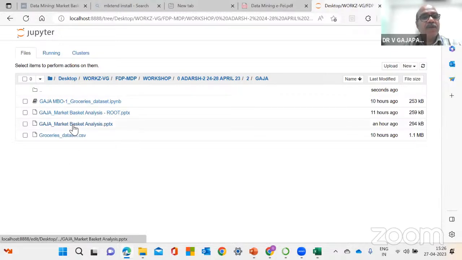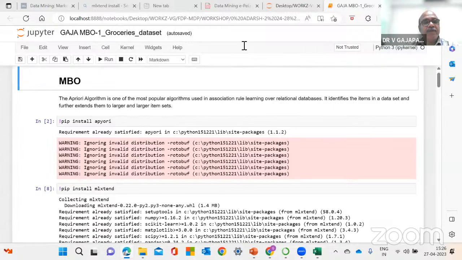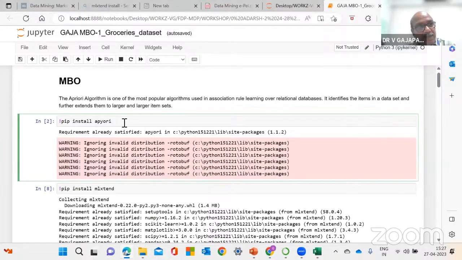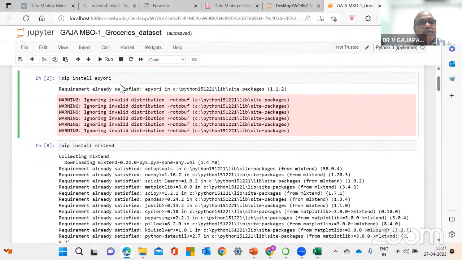Now I'm using market basket analysis. Okay, this is the PPT. This is the groceries data set I'm using. I have given some ideas also. The Apriori algorithm is one of the most popular algorithms used, like that I have given. For this, I am downloading Apriori. Apriori is in the R programming also. So pip install apriori. Okay. Now I have installed this one.